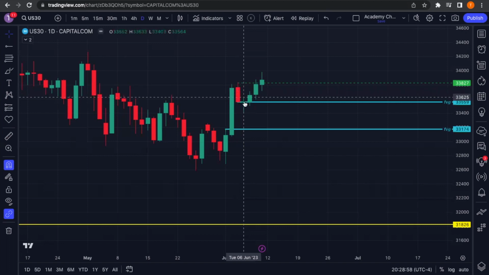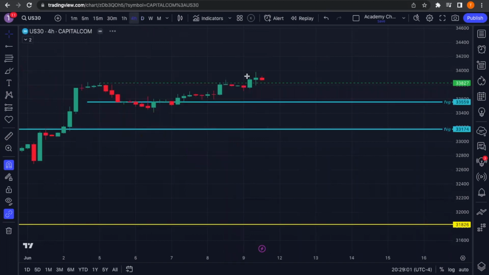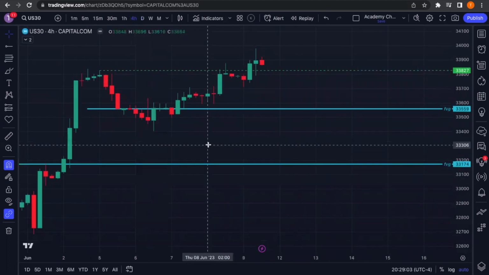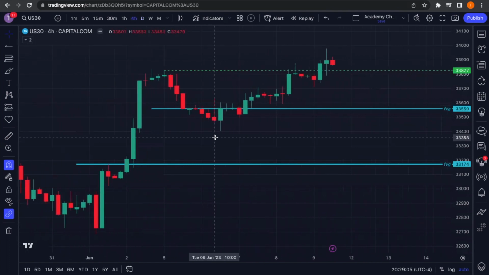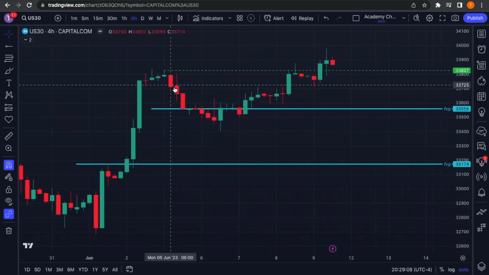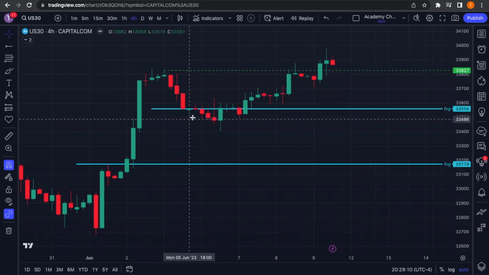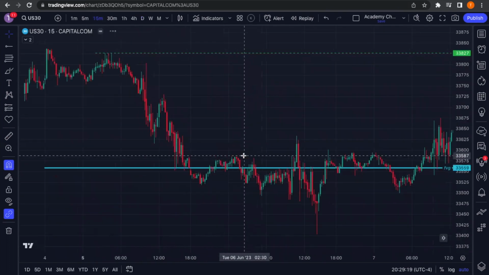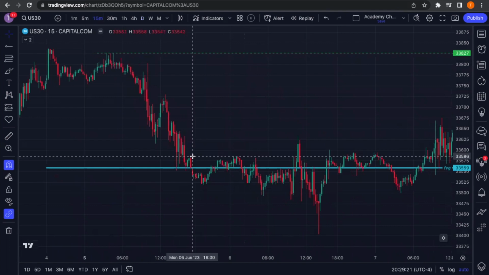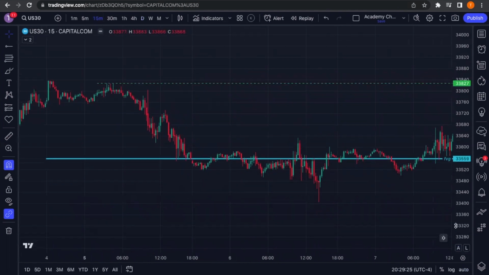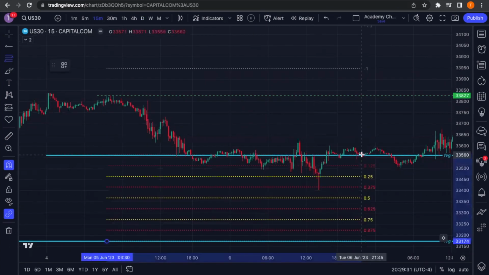So Monday, Tuesday, remember, Tuesday makes the low of the week 70% of the time. So right here, Monday opens, it trades down into this fair value gap. Now let's look at that on the 15-minute. So right here, you can see late session on Monday dips into that fair value gap. Doesn't quite make it to 50%.